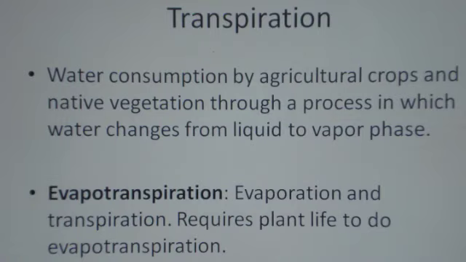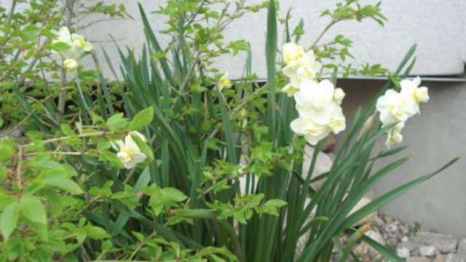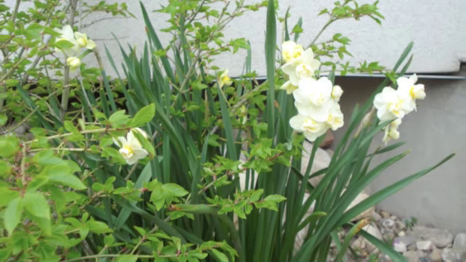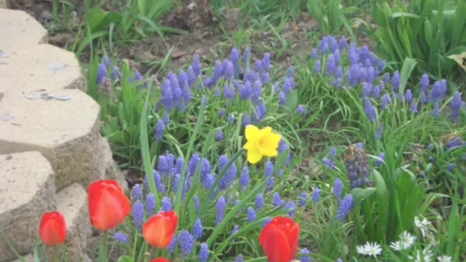Transpiration is water that is absorbed by plants through their roots. The water is then dispersed throughout the plant and is then evaporated through their leaves. Evapotranspiration is an agricultural term where transpiration and evaporation happen at the same time.